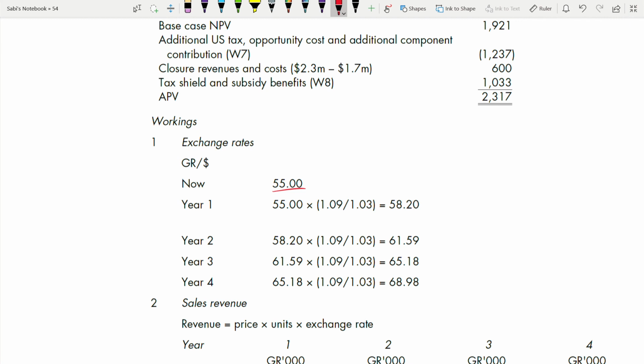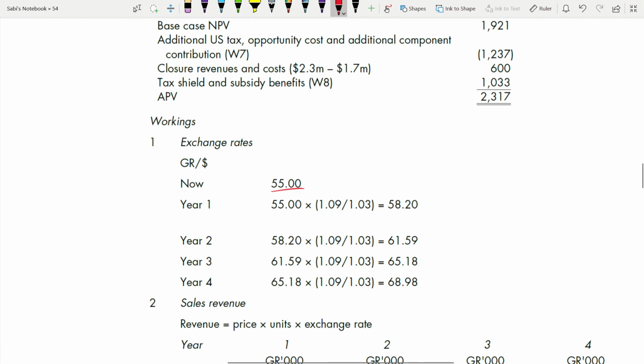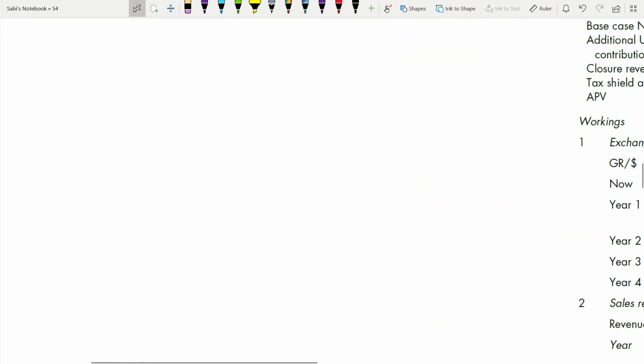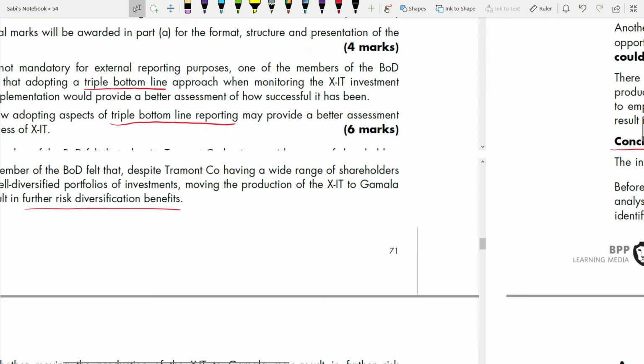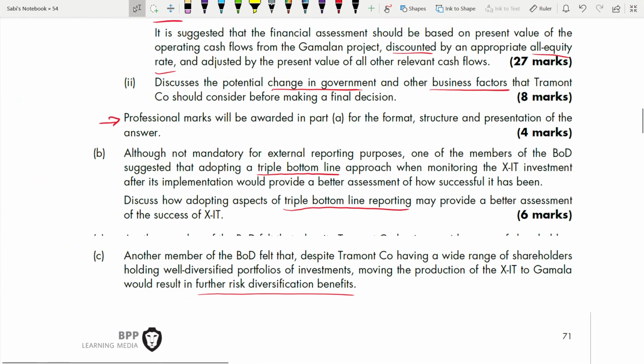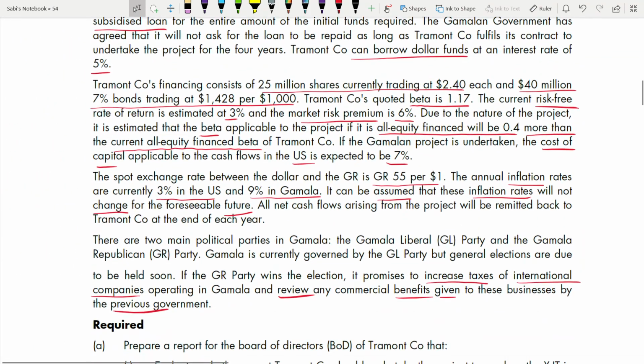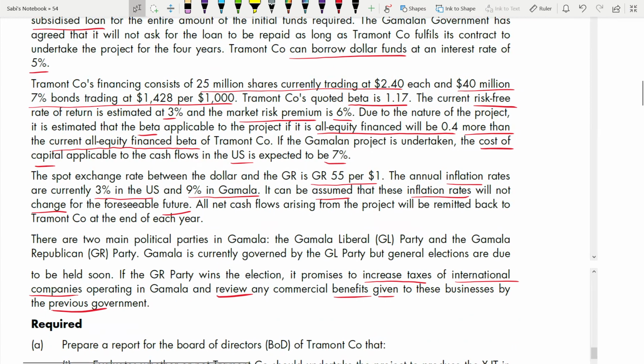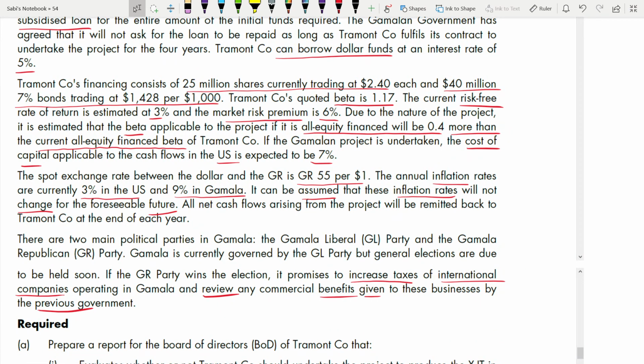1.09 divided by 1.03. How do you know which inflation rate goes up and which goes down? Which country's inflation should be in the numerator and which in the denominator? Let us take 55, right? Look at the price. It is 55 GR per dollar. So the GR inflation should come up and the dollar should go down.